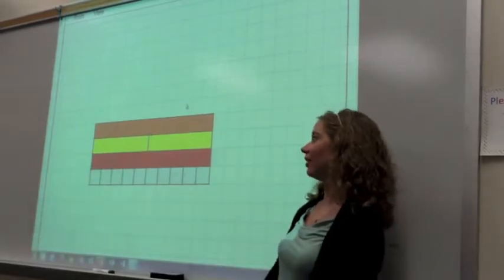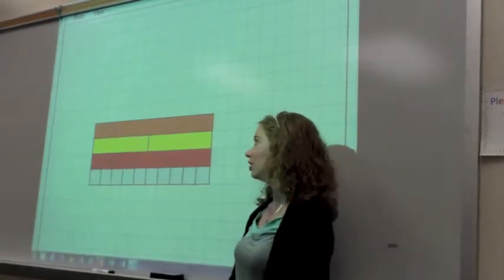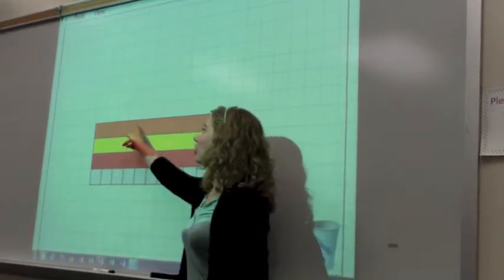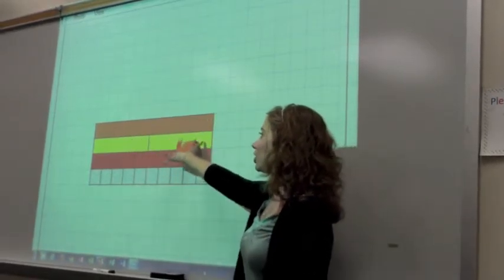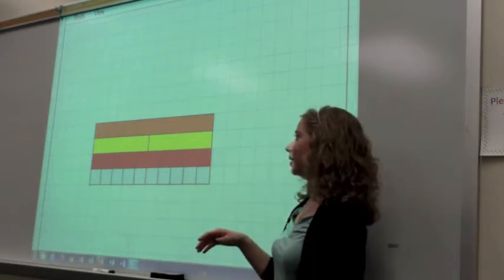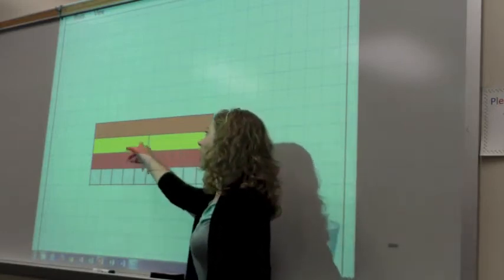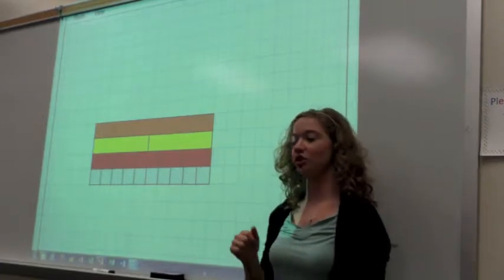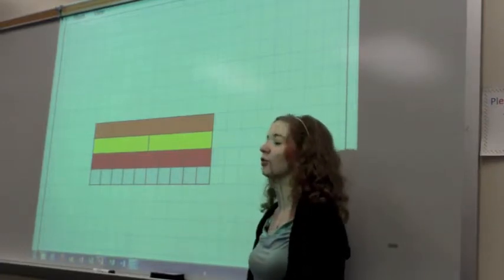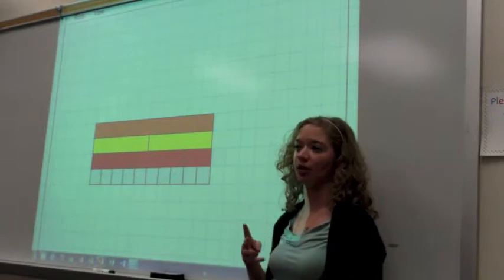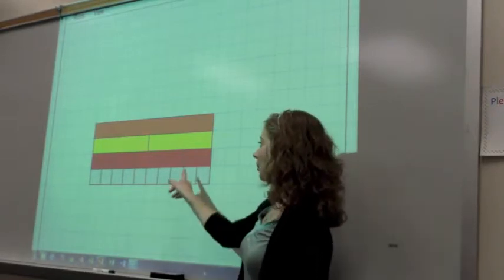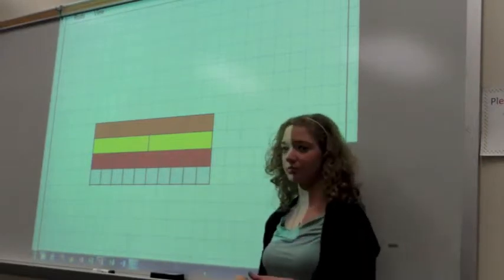Alright, so what we have here is called a fraction wall. And it's basically broken down from our whole, which is this orange piece right here, into a bunch of smaller fractions underneath it. So when we look at the yellow, how many pieces is it broken into? Angela? 2. 2, perfect. So what fractions will we be working with if we have 2 equal parts? Nadine? 1/2. Half, perfect.